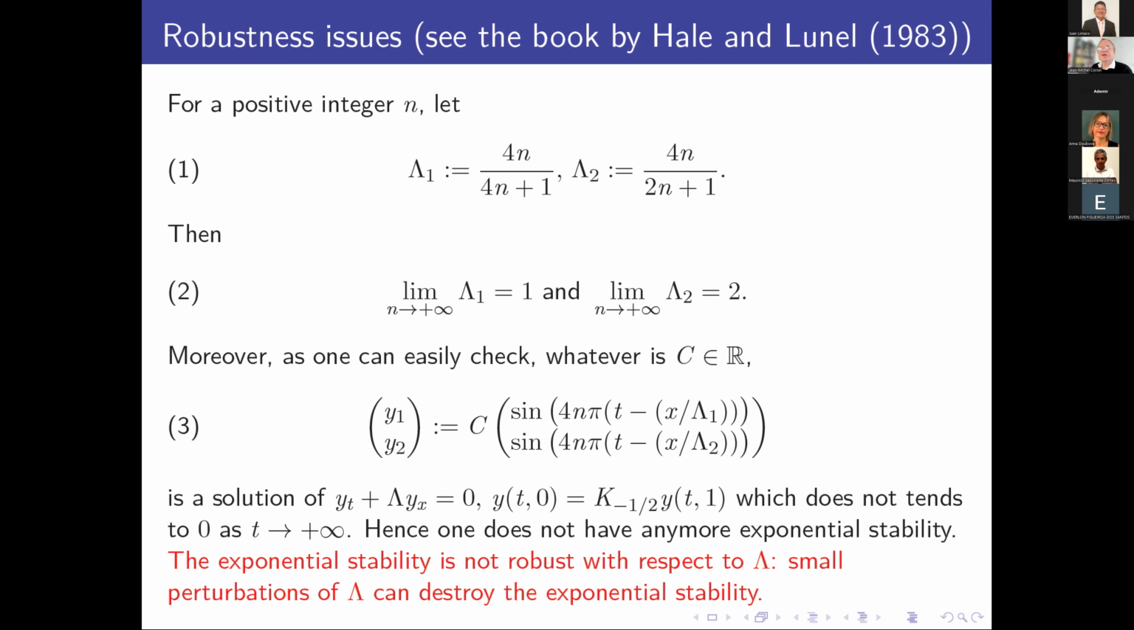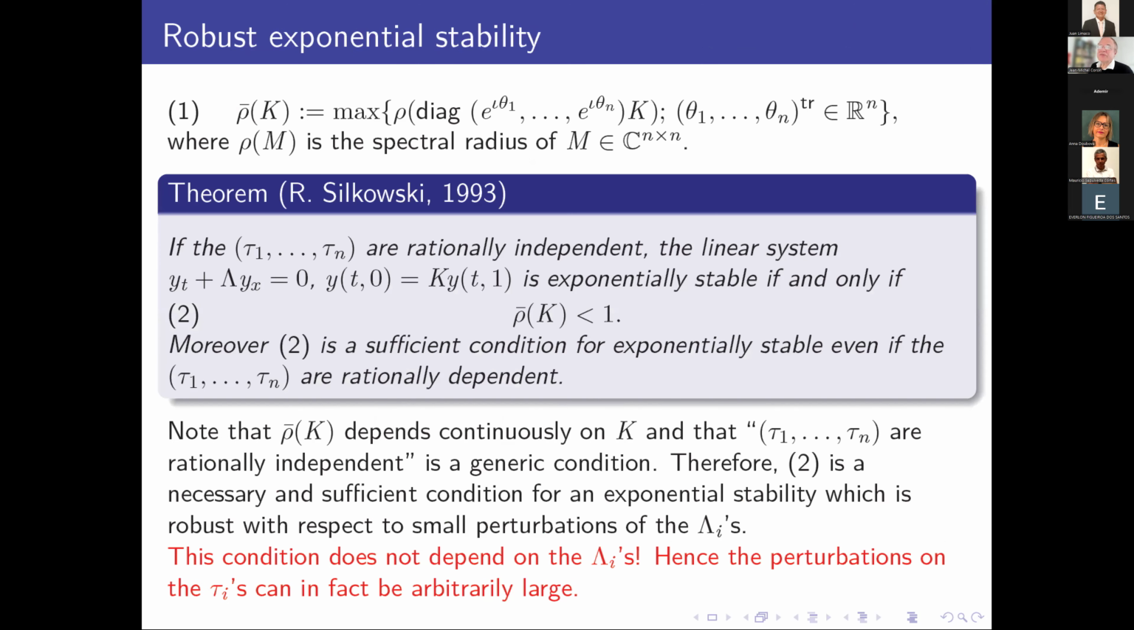This is something which cannot happen in finite dimension. In finite dimension, if you have y dot equal to Ay, if the eigenvalues of A have a real part which is less than minus delta, and you perturb a little bit, you still have exponential stability. So this is very bad news, but then people have tried to understand under which condition you have exponential stability which is robust with respect to small perturbations on the lambda_i.